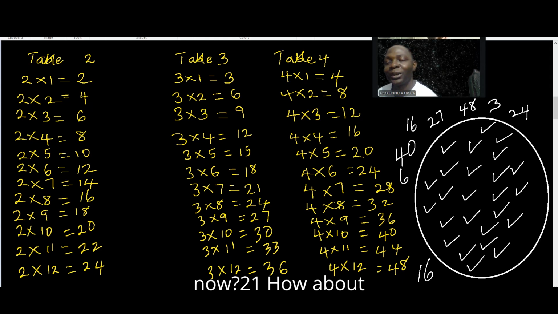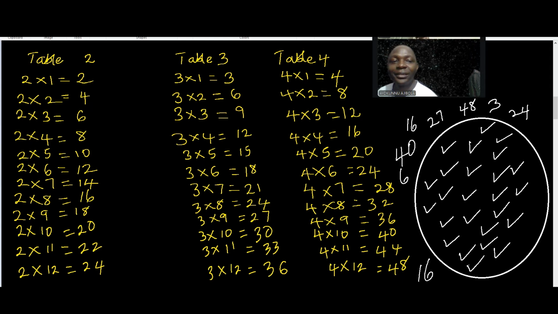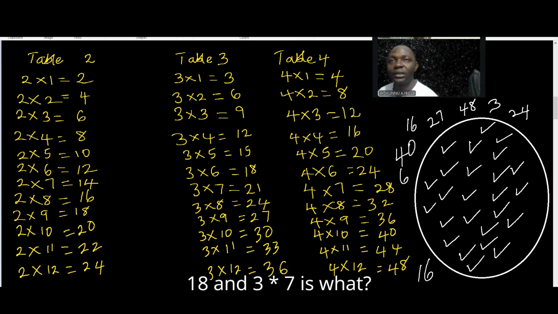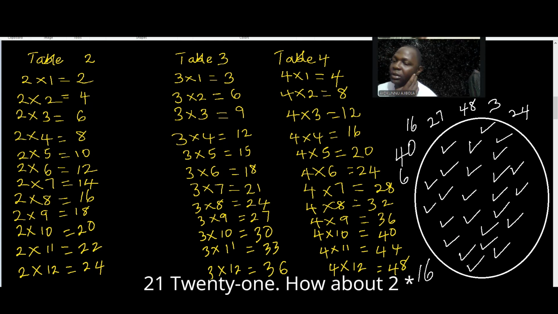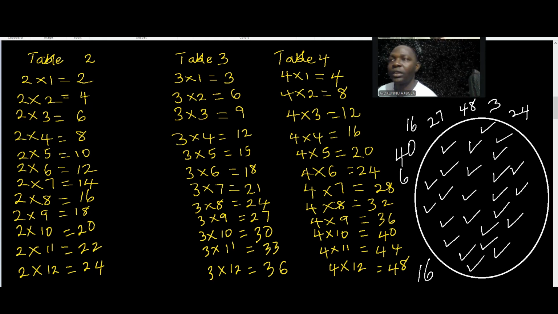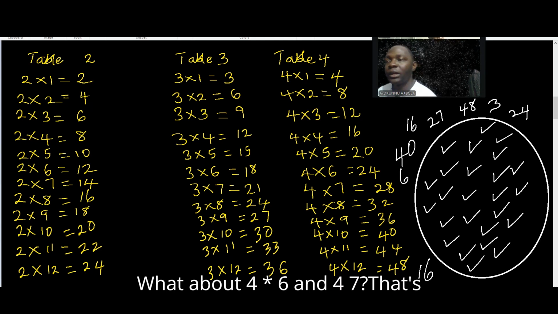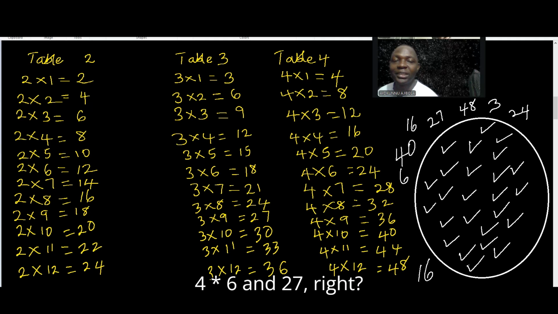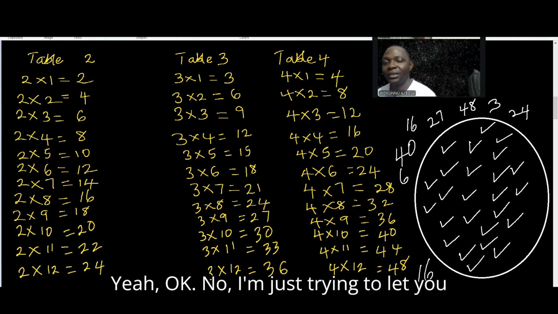21. What about 3 times 6? 18. So 3 times 6 is what? 18. And 3 times 7 is what? 21. What about 2 times 6 and 2 times 7? That's 12 and 14, right? What about 4 times 6 and 4 times 7? That's 24 and 28, right? Okay.